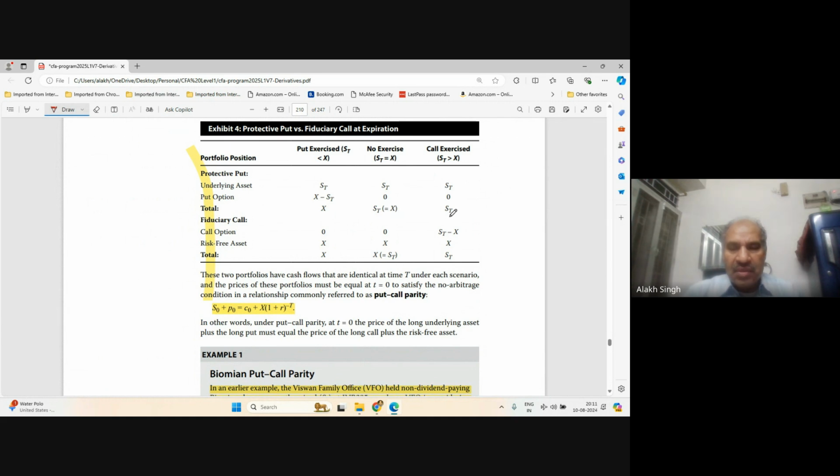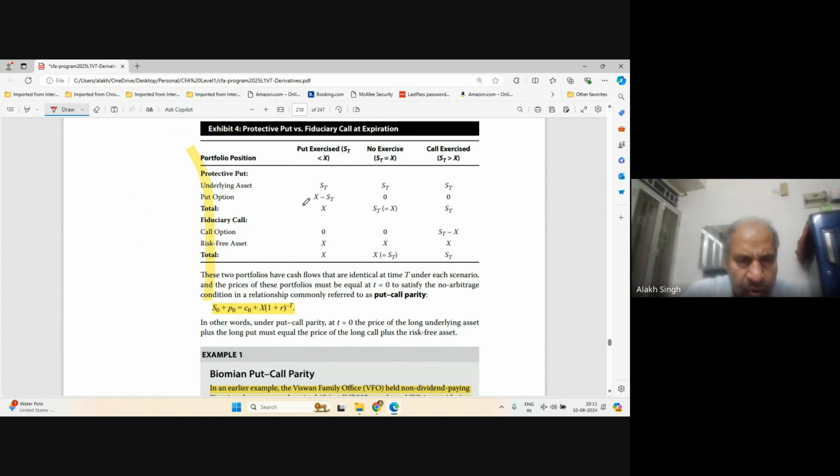And when the put is not exercised, it means ST is above X, so he will get ST. So that is the total payoff of the protective put versus the fiduciary call, or put-call parity. In the fiduciary call, he buys a call option. And what is the price of the call? It is not written here, it is only about payoff.